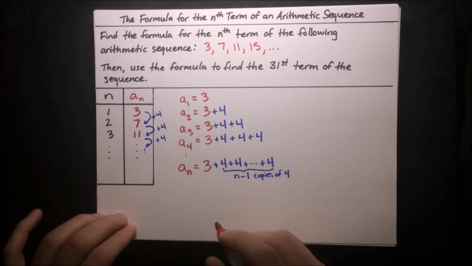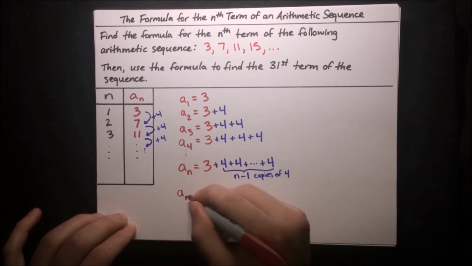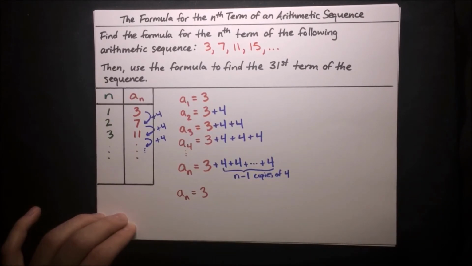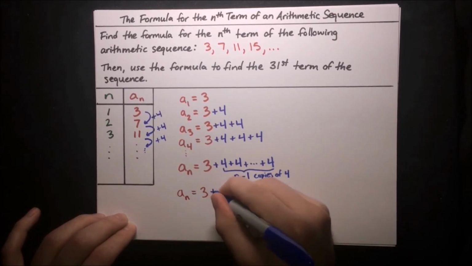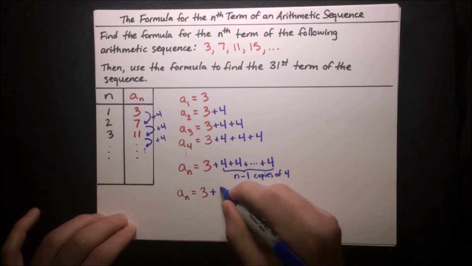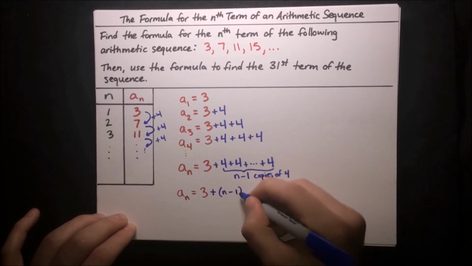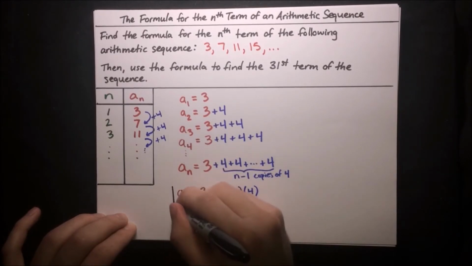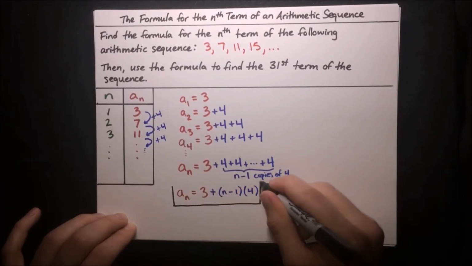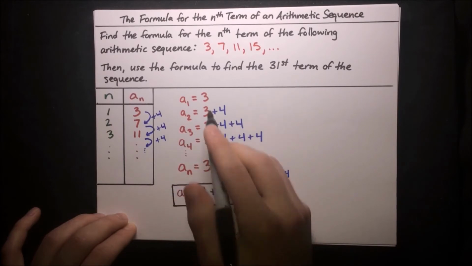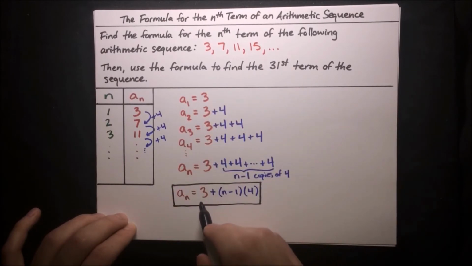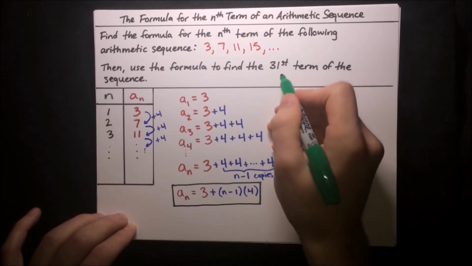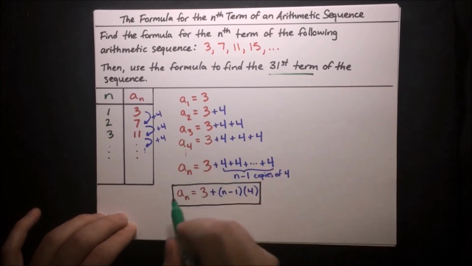So there we go. We can write the general formula then. an equals 3, plus n minus 1 copies of 4, and we can condense that into just saying n minus 1 times 4. Okay, so that is our general formula for the nth term of this sequence, and now we'll go ahead and use this to find the 31st term of the sequence. We'll find the 31st term using this formula.